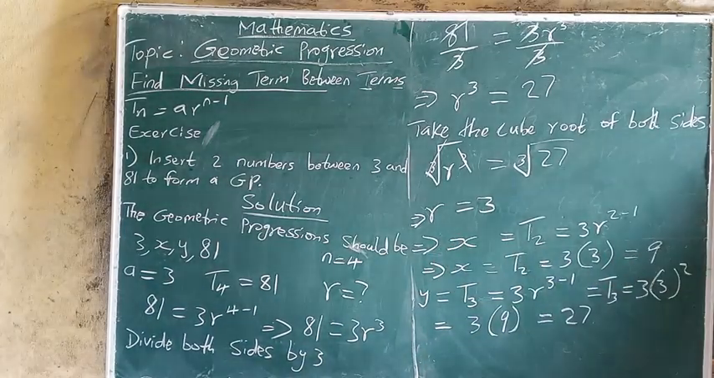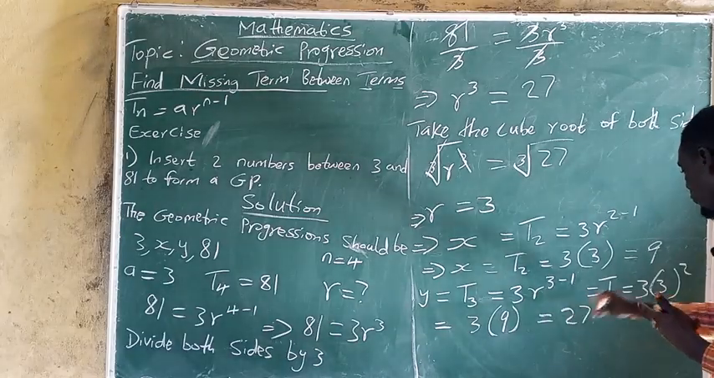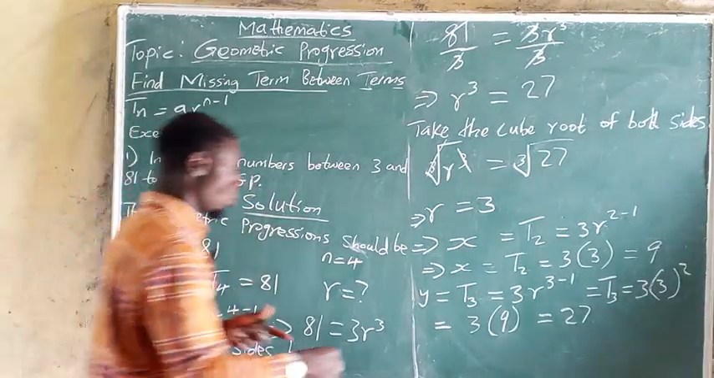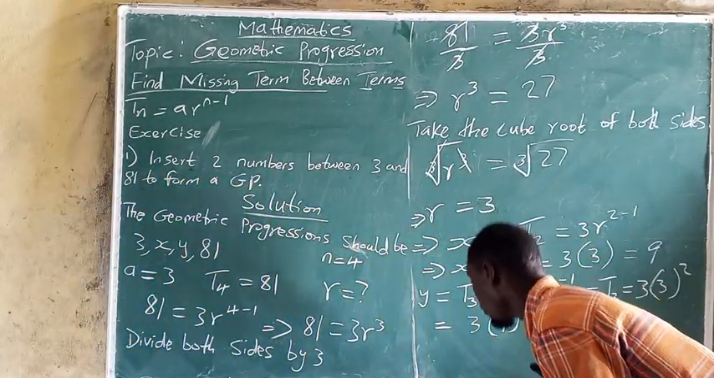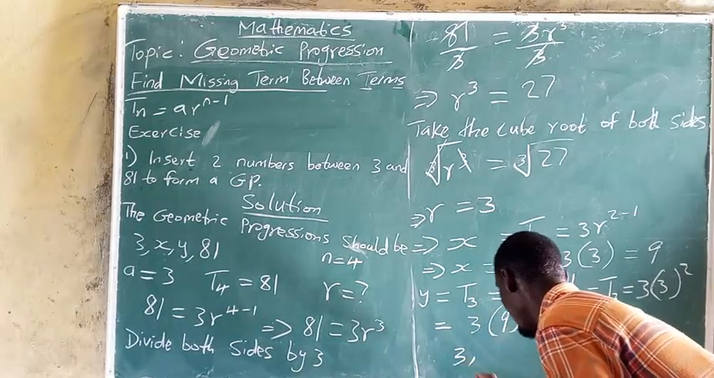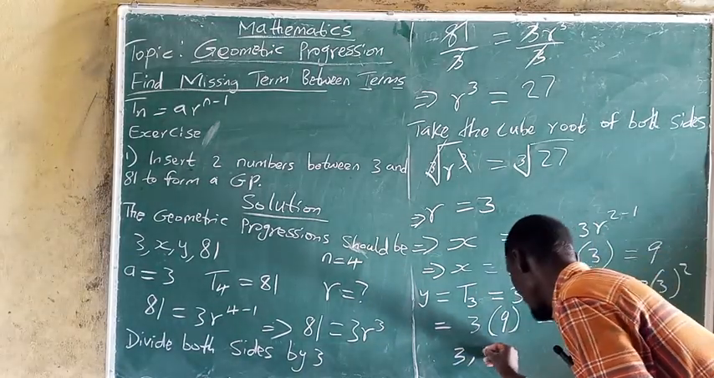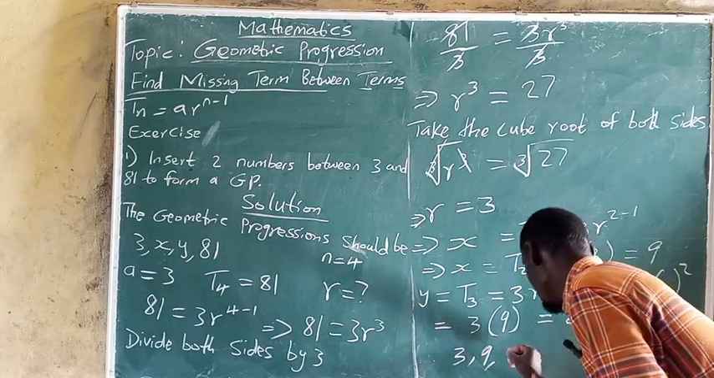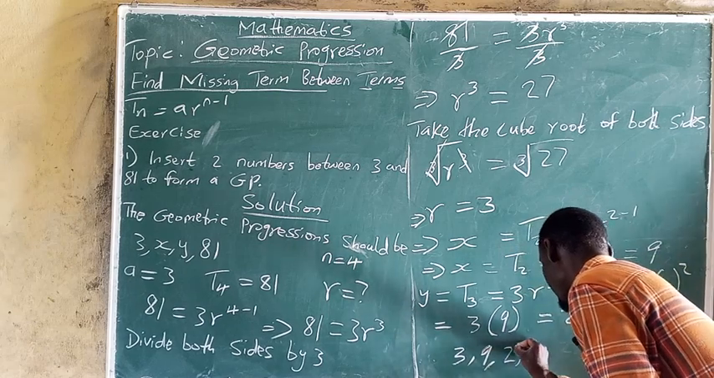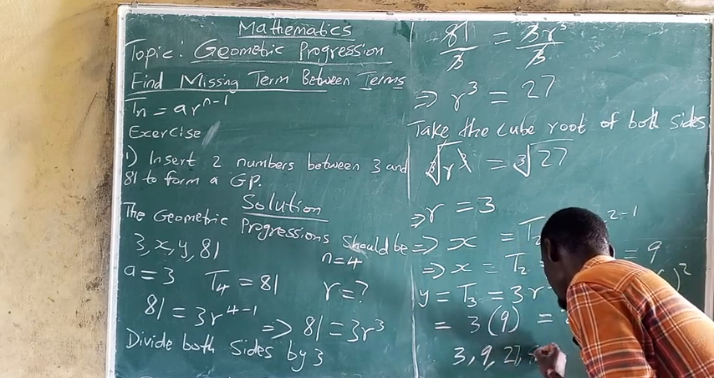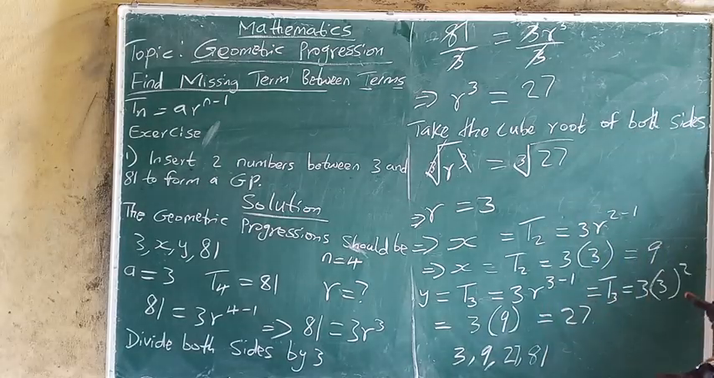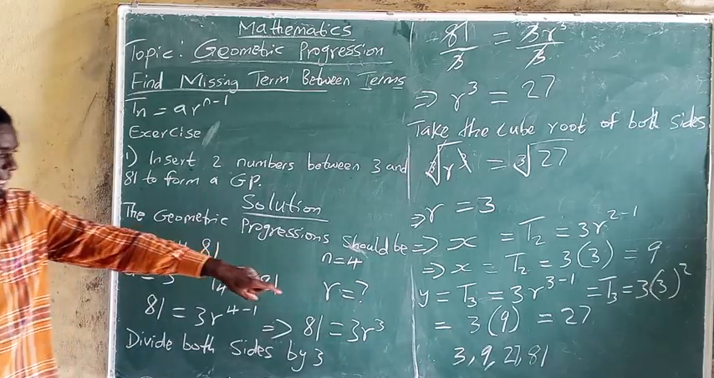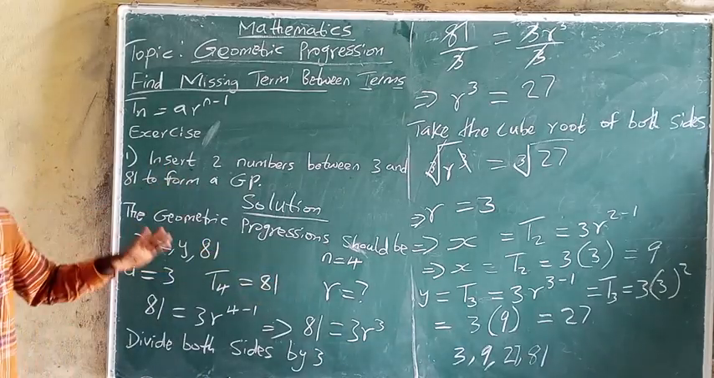So therefore, the question here is, they say insert two numbers between it. That means we have our progression as 3, comma, the second term is 9, the third term is 27, and the last term is 81. This is the progression. So we are able to get the two numbers. The two middle numbers are 9 and 27. And this is the pattern.